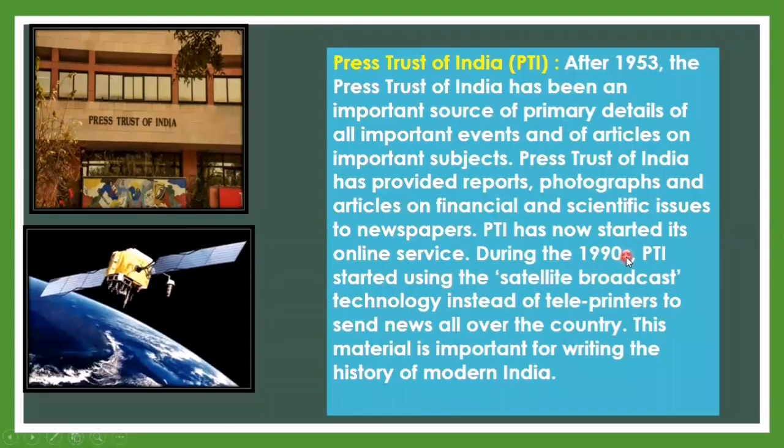Now, why the 1990s? 1991 is regarded as the period of the satellite revolution. During that period, under the leadership of PV Narasimha Rao, with Manmohan Singh as finance minister, three drastic policies were taken: liberalization, globalization, and privatization. During that time the satellite revolution came, and because of that PTI also started using satellite broadcast technology instead of teleprinter to send news all over the country. This material is important for writing the history of modern India.